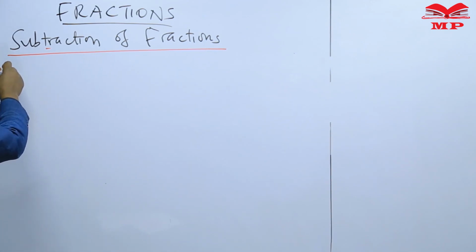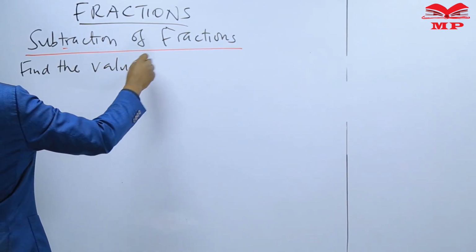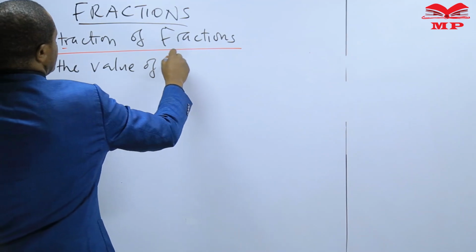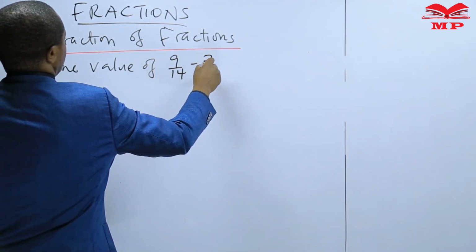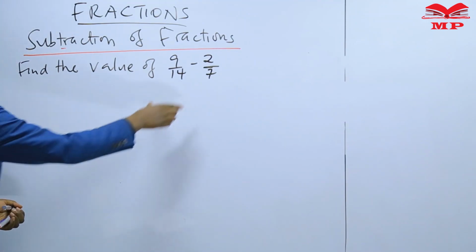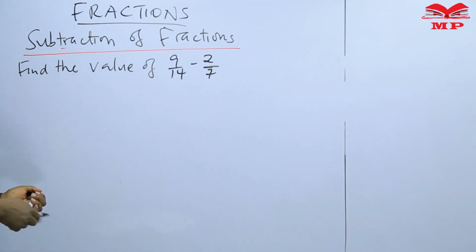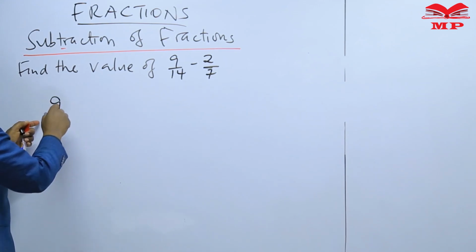Number one, find the value of 9 over 14 minus 2 over 7. Find the value. Subtraction. So how do we subtract 2 over 7 from 9 over 14?